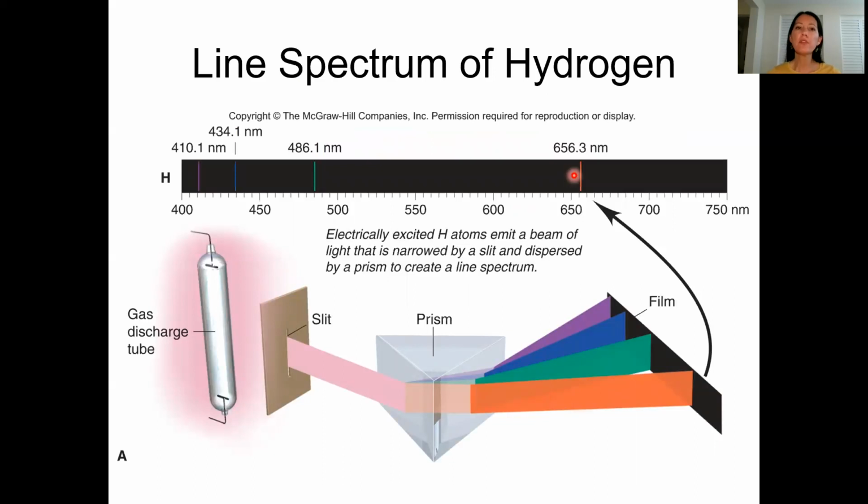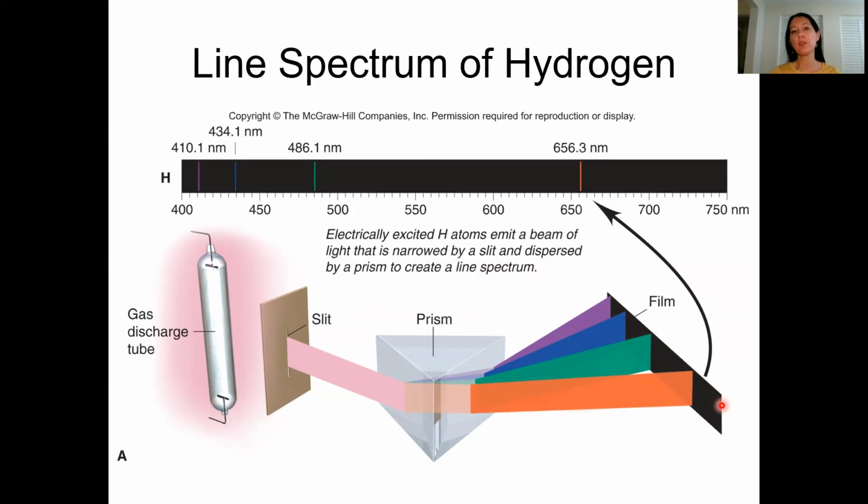Okay, the second phenomenon I want to talk about is what's called the atomic line spectrum. There's another experiment that can be done where you take a gas in a tube and you electrically excite it. Then you filter that light through a slit and shine it through a prism, and that means all those visible waves of light can be separated and projected onto a film.